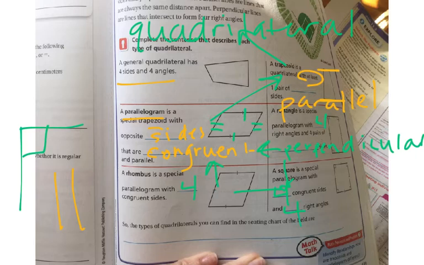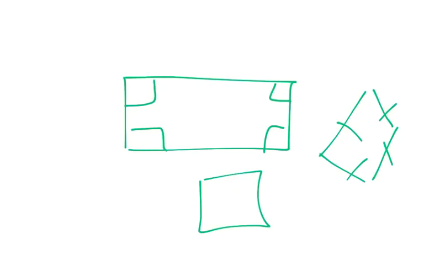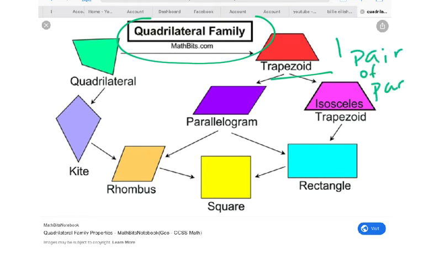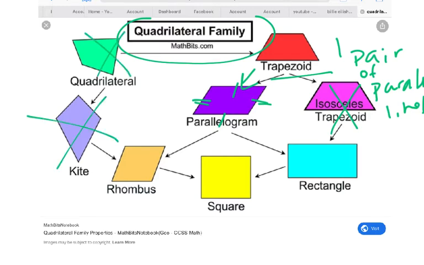So I'm going to show you this picture. I got this picture offline, but this kind of shows you. The whole thing is a quadrilateral. So we have a trapezoid that has one pair of parallel lines. And we didn't really talk about isosceles trapezoid. But we have a parallelogram, which has two pairs of parallel lines. Those two are parallel. And we didn't really talk about kite, and we didn't really talk about this quadrilateral. So we're really just focusing in here.